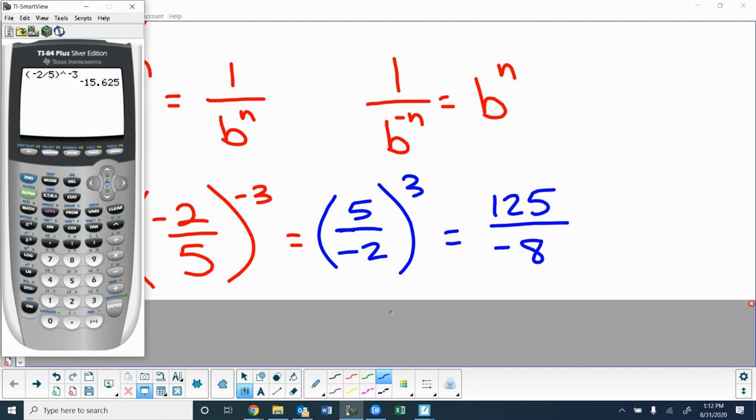It's going to give you a decimal. You guys remember how to change a decimal to a fraction on that calculator? Anybody remember? All right, let me show you again. Hit math, and that will change the answer to a fraction. So hit enter twice, and it'll get us negative 125 over 8. Okay?